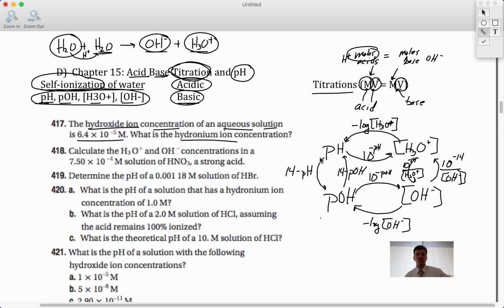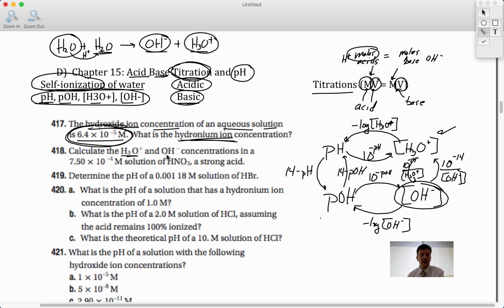So you have to be very comfortable with these four values and being able to move between them, okay? So let's look at a simple example. The hydroxide ion concentration of an aqueous solution is this. They give you the hydroxide. What is hydronium? They're giving you this value down here. They want to know the hydronium. Take 10 to the negative 14, divide by this given hydroxide concentration, and you've got the hydronium up here.